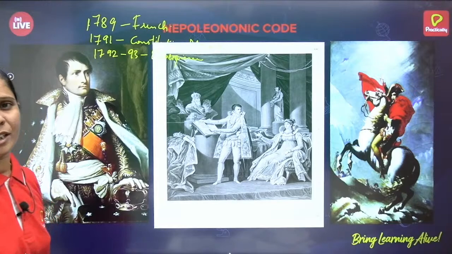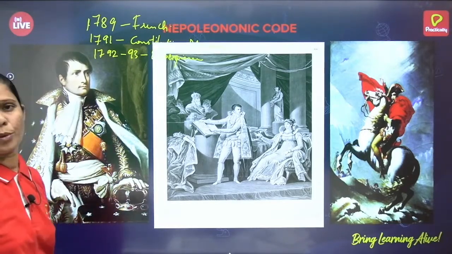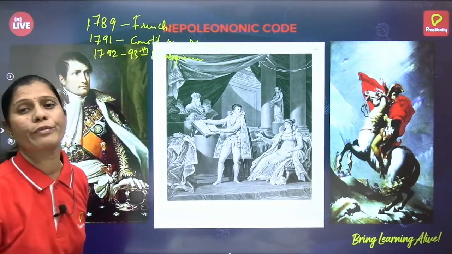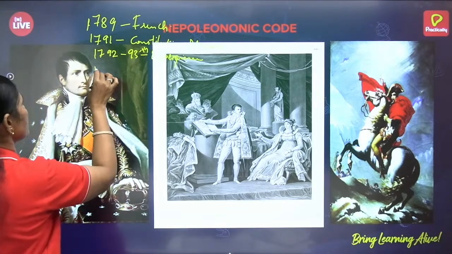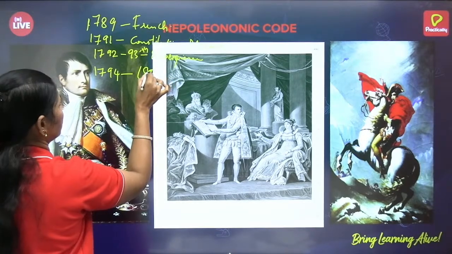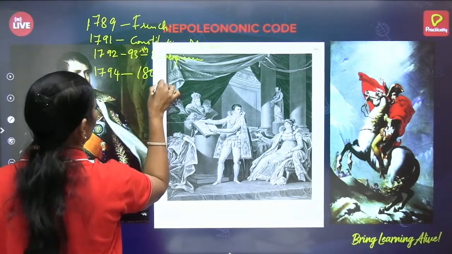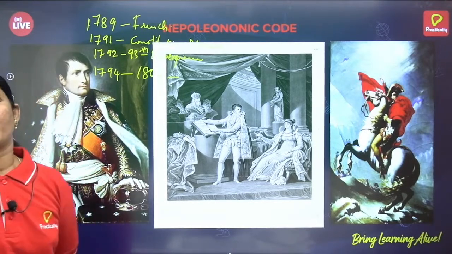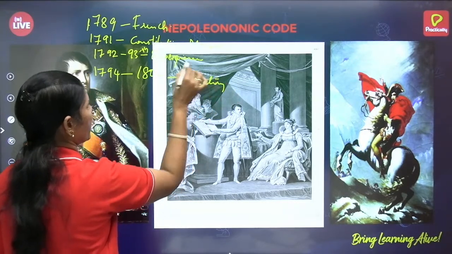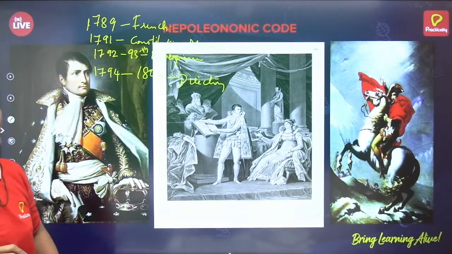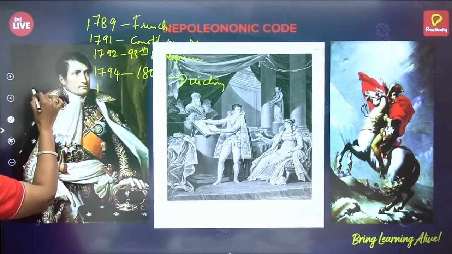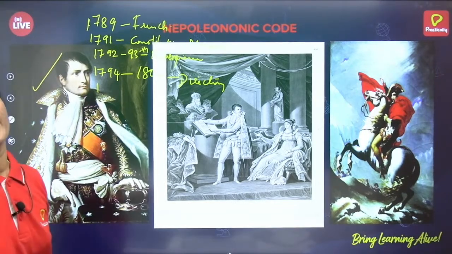Okay, and the period of 1793 to 94, we can say, is called the Reign of Terror. And thereafter, from 1794 to 1804, officially it was under the Directorate. It was under the Directorate, and it's nothing but military control, and that military commander was none other than the personality Napoleon Bonaparte.